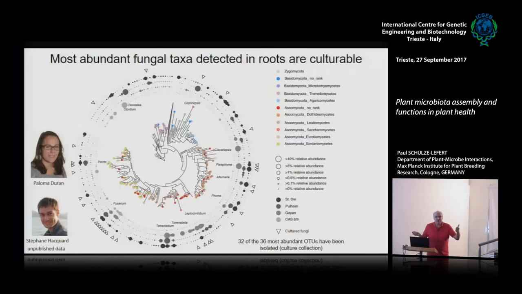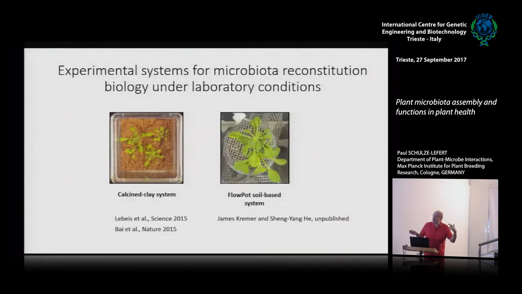Okay? So now, recapitulate this. We have a bacterial culture collection and we have a fungal endophyte culture collection. Now we can do the next step and we can really go for complex microbiota reconstitution experiments in the lab. So again, for this purpose, I need to introduce to you a second germ-free system that we use in addition to the calcined clay system. This is the so-called flow pot system, where we sterilize the soil, so we kill all the microbes in the soil, right?